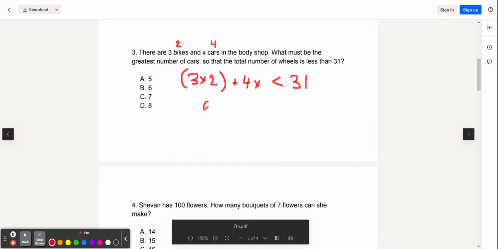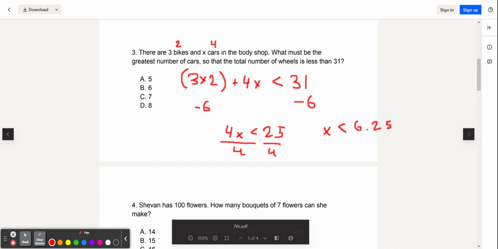3 times 2 is 6. So, just like before, we isolate the term with the variable, subtracting 6 from both sides to leave us with 4x is less than 25. Divide by 4 to get x is less than not quite 6. It's a little bit over 6.